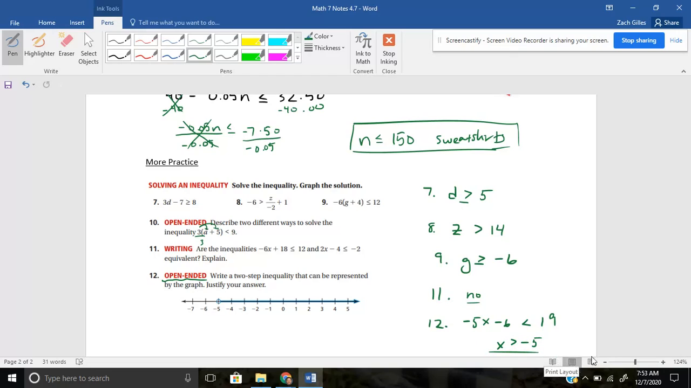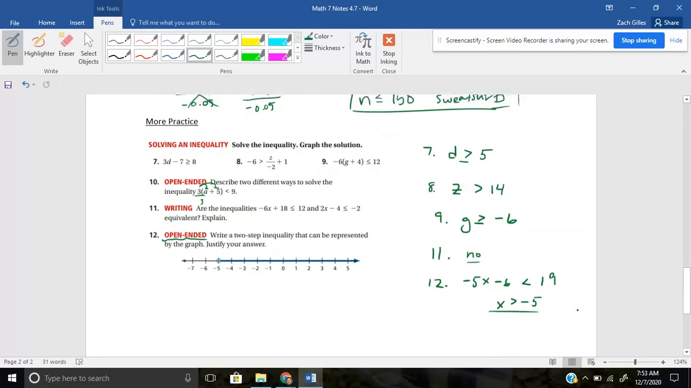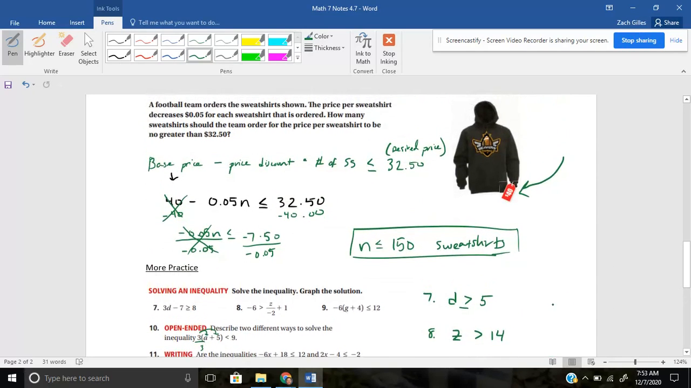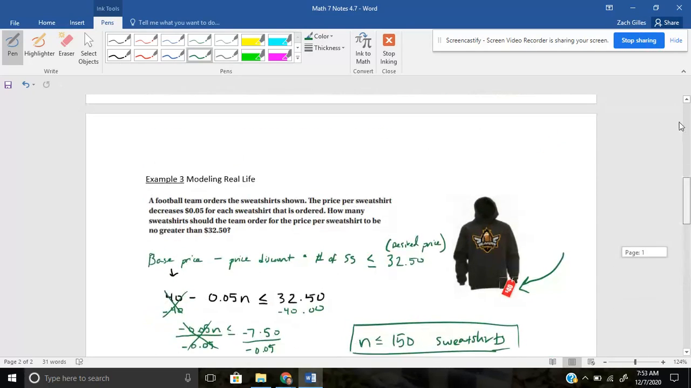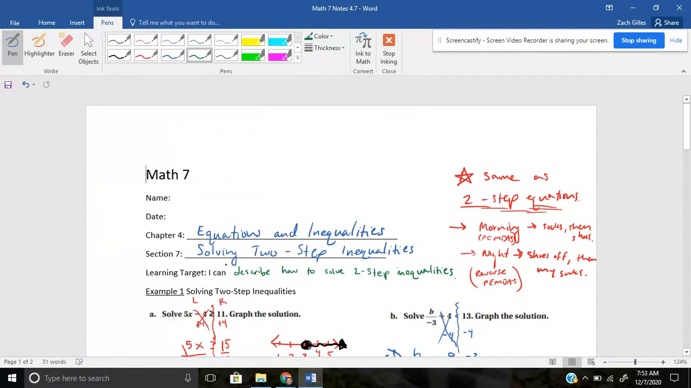Okay, so let me know if you want more help on some of those, but just some good extra practice. And that does it for 4.7 here. Let me know if I can help you in any more ways. I'll be happy to do so. Solving two-step inequalities is just like solving two-step equations.